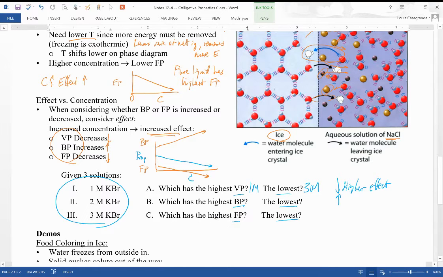So the highest boiling point is going to be solution number 3, the 3 molar, and the lowest one is going to be solution number 1, the 1 molar. And likewise, the effect for freezing point goes down, so the 1 molar has the highest freezing point, and the 3 molar has the lowest freezing point.